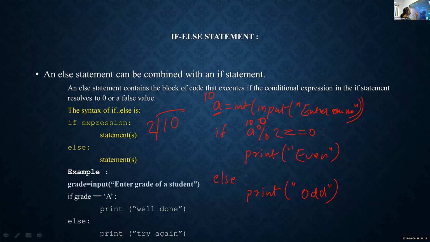So first find out the result of this A mod 2. A means 10, 10 mod 2, the result is 0. So 0 equal to 0 is a true statement, so it will execute the statement. If I am giving 11, what will happen? First find out 11 mod 2. What is 11 mod 2? It is 1. So 1 equal to 0 is a false statement, so it will execute print odd.